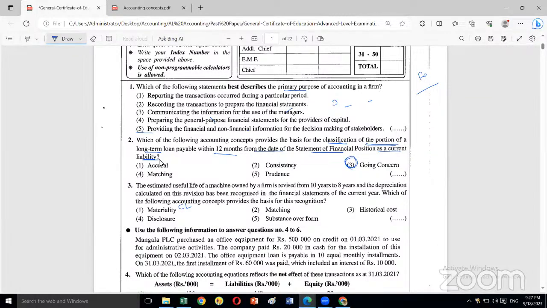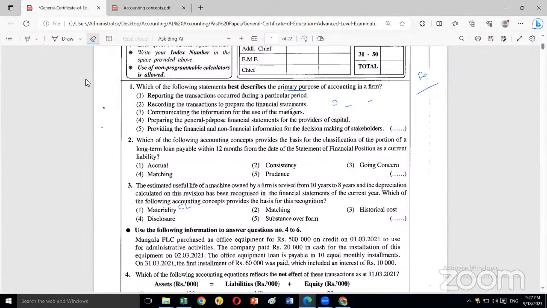For question number 2, what is the correct answer? The third one is the correct answer. Now question number 3, what are they saying?